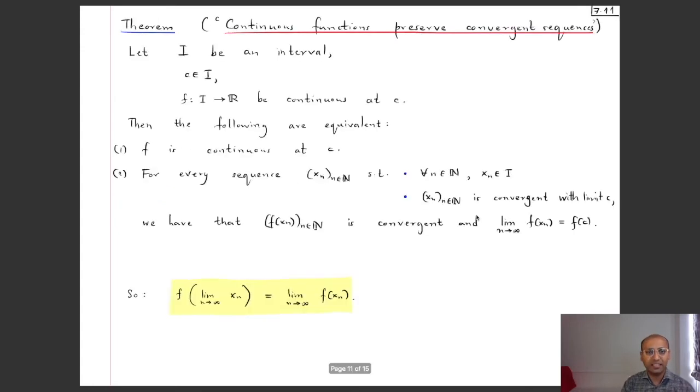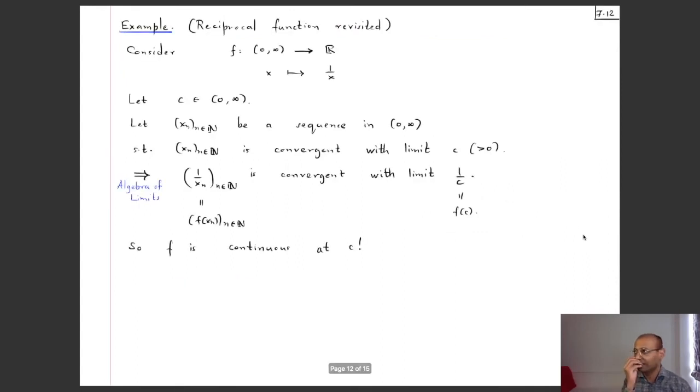So we have checked this statement that whenever you have a sequence which converges to c, f of xn, which happened to be 1 by xn in this case, converges to limit f of c, which happens to be 1 by c in this case, right? And so f is continuous at c. No epsilons, deltas, we just had to use the algebra of limits, and it was much easier, right? Alright, so the function is continuous at c, this particular function, and since c was arbitrary, you get continuity at each of these positive real numbers.